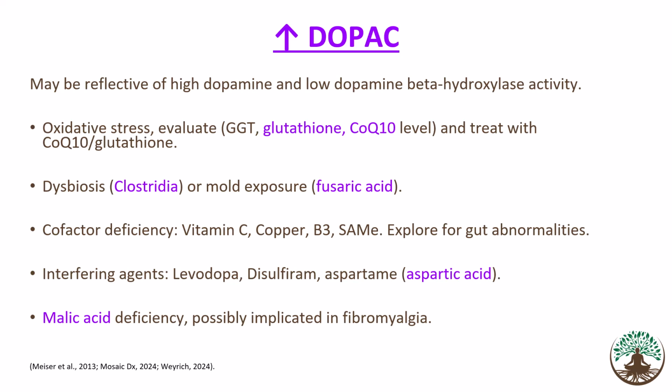Cofactor deficiencies, specifically vitamin C, copper, B3, and SAM-E, should be evaluated and treated, and, as before, further investigation may include stool analysis. Some noteworthy interfering agents include disulfiram and aspartame. Aspartame can be evaluated on organic acid testing via aspartic acid. Finally, malic acid deficiency contributes to elevated DOPAC, which is also potentially implicated in fibromyalgia. This can be evaluated via organic acid testing, and supplementation can be considered.